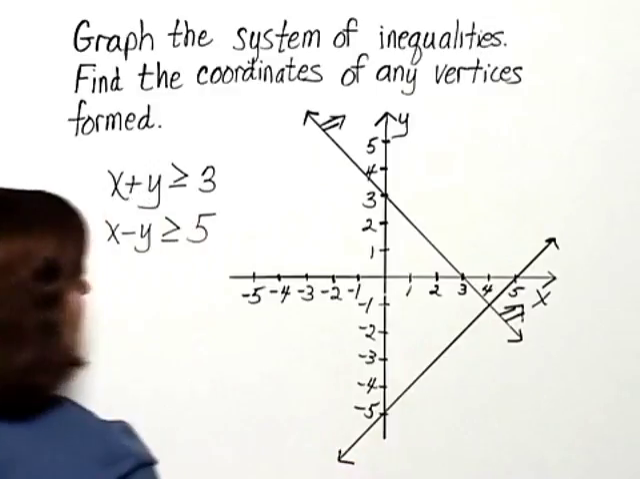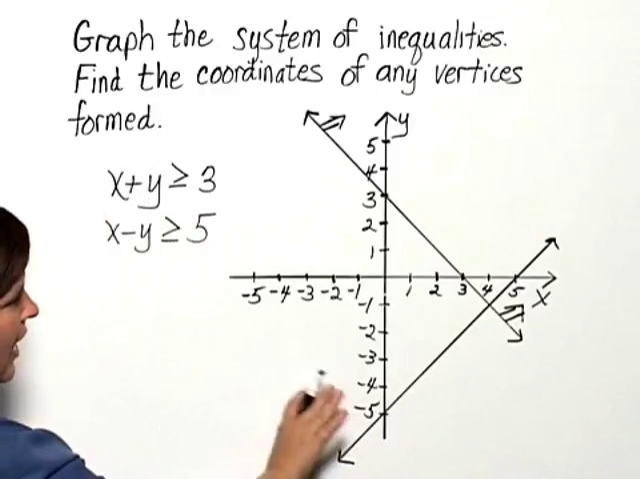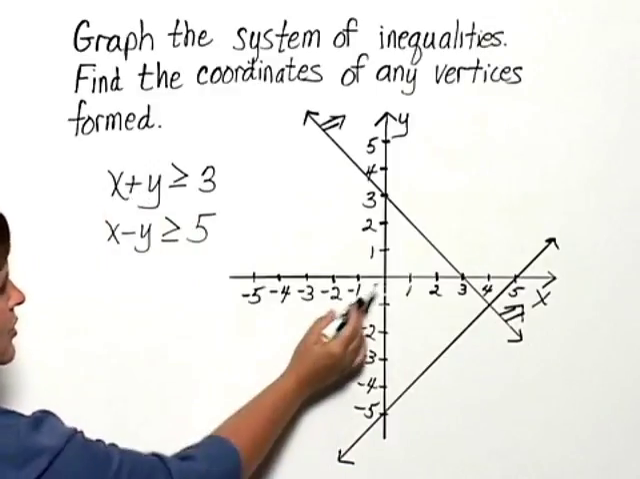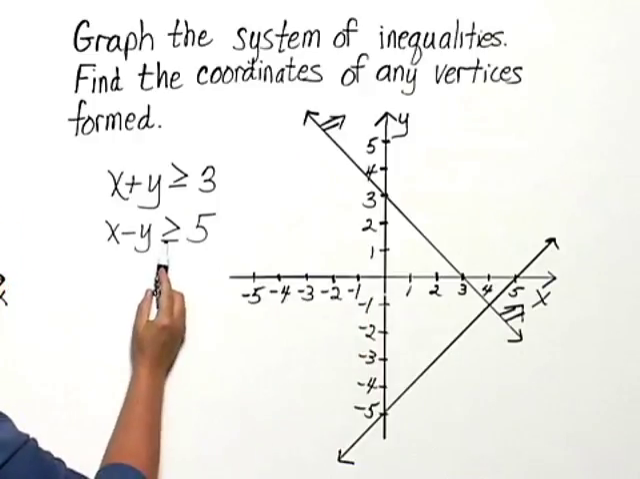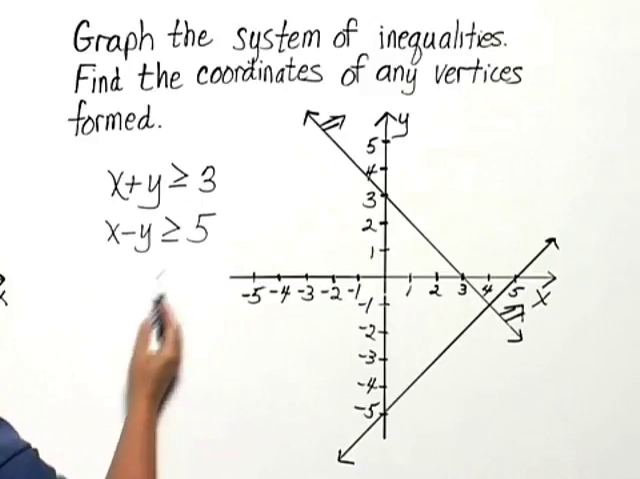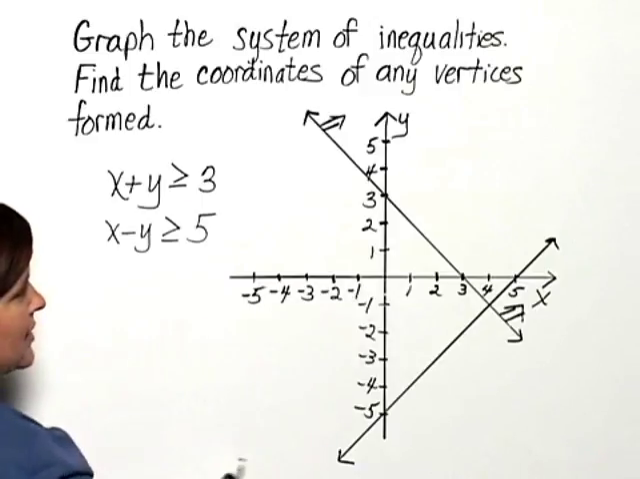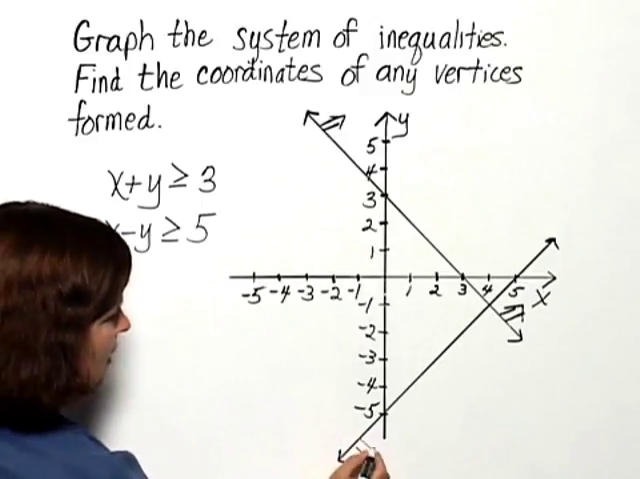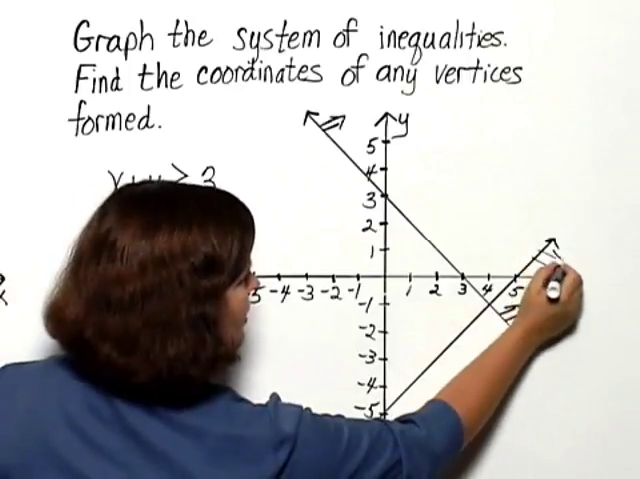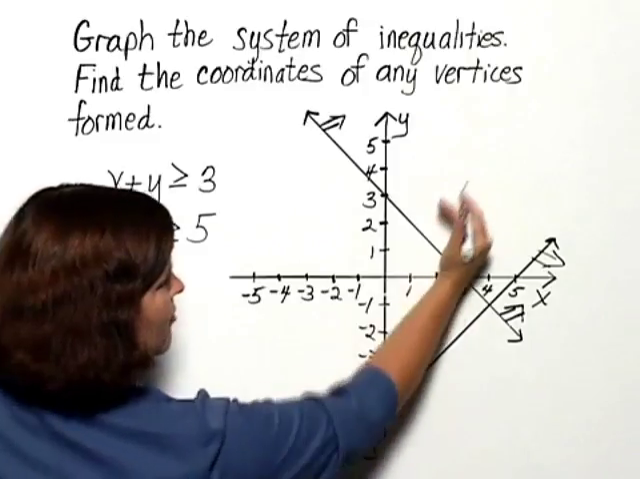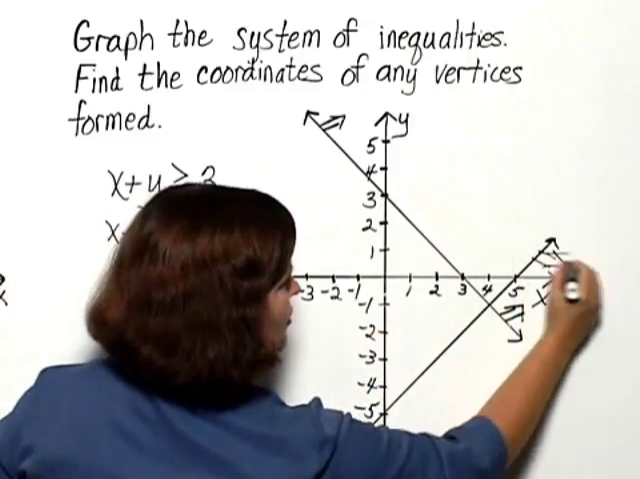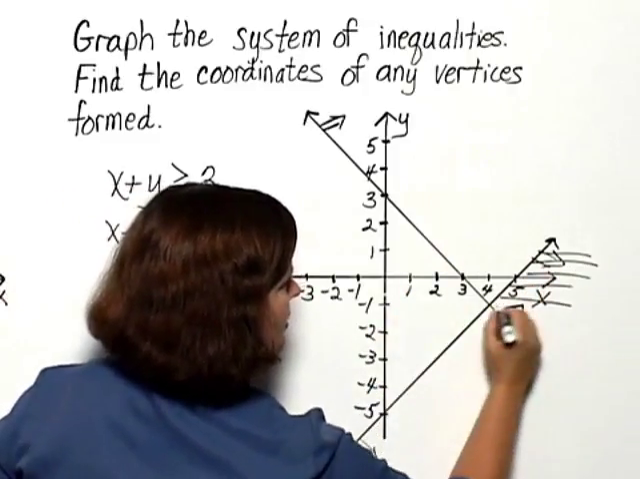Again, we have to determine which side of this line we want to shade, and we'll use the test point (0, 0) again. Is 0 minus 0 greater than or equal to 5? Well, no. So we do not shade the side containing (0, 0). We shade the other side. Now you can see that we want to shade below this line and above the other line, so the intersection is going to be this section out here.